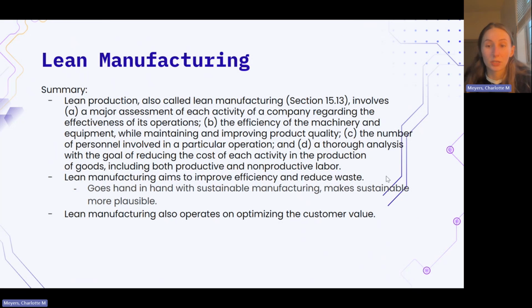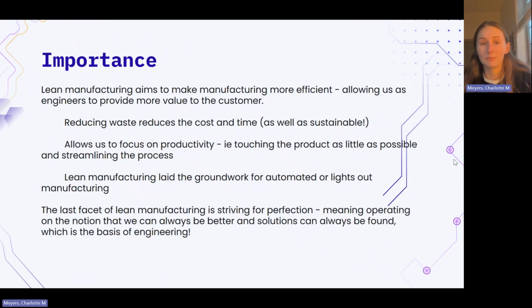Lean manufacturing also works to optimize the customer value by decreasing waste and increasing the efficiency of the manufacturing line. It's really important because it aims to make manufacturing more efficient, allowing engineers to provide a better value to the customer. Again, it reduces the waste, so it's sustainable. It allows us to focus on productivity. For example, if we have an assembly line, making sure that the product gets touched or moved as little as possible. Little things like that can make a huge difference in how fast the product gets to the customer, and it makes it cheaper, and then the customer is happier.